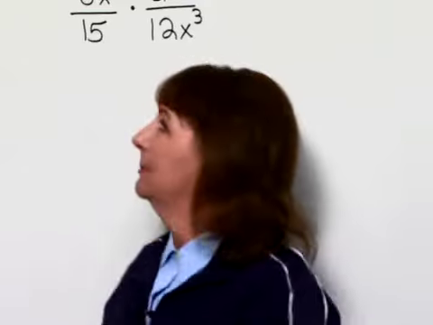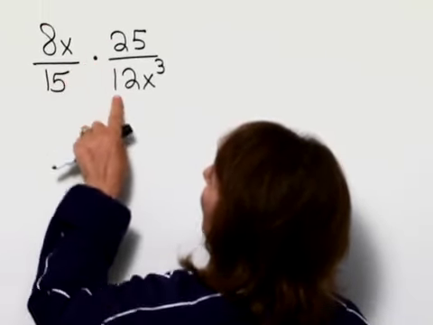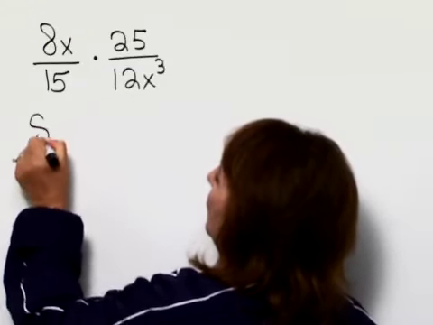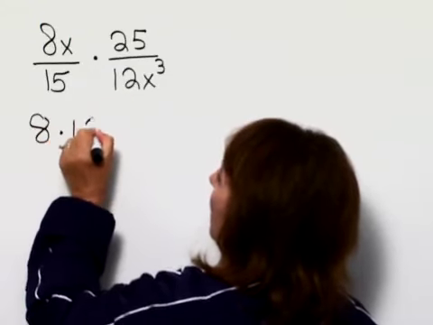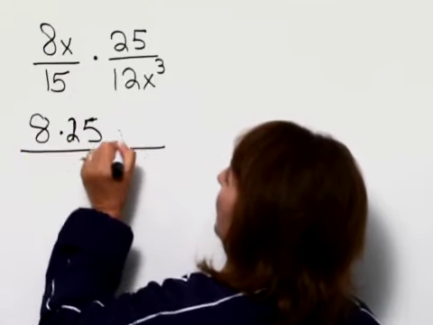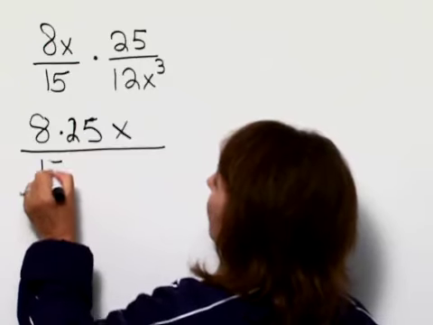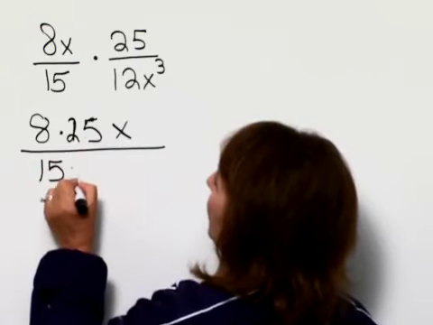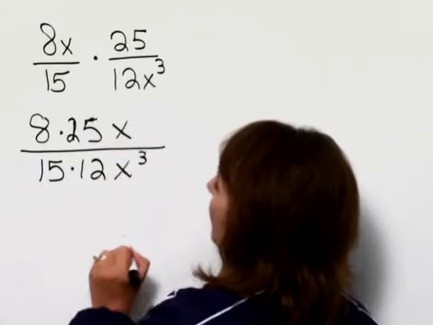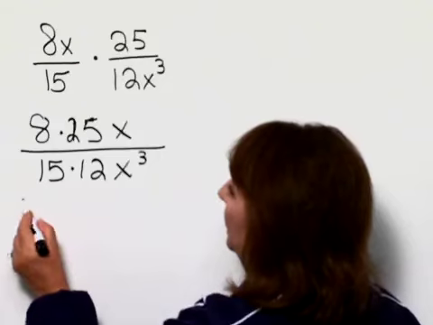Now let's work a problem. We have 8x over 15 times 25 over 12x cubed. I'm going to rewrite this where I'm multiplying the numerical parts separately from the variable parts. So I have 8 times 25x on the top, 15 times 12x cubed in the denominator. Now I'm going to work with the numerical part first.